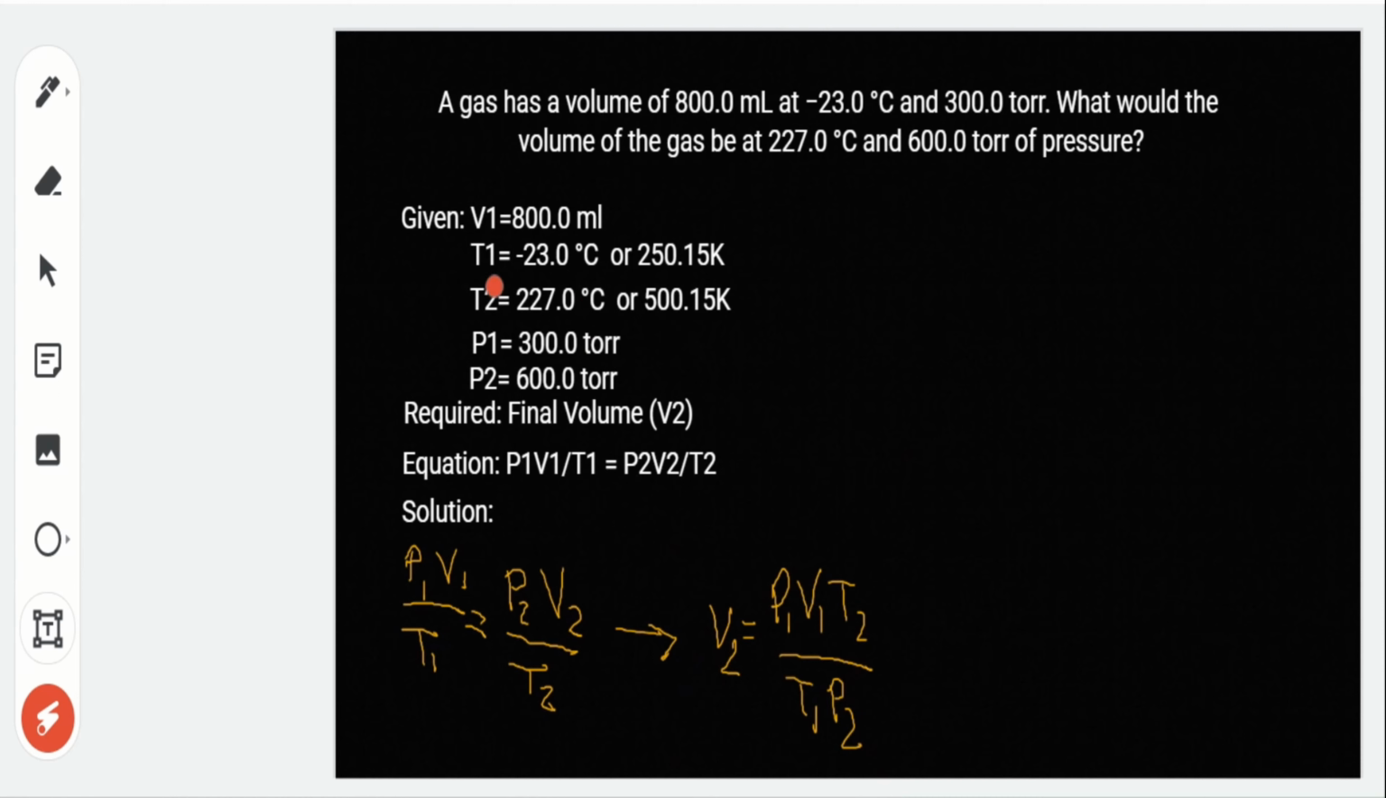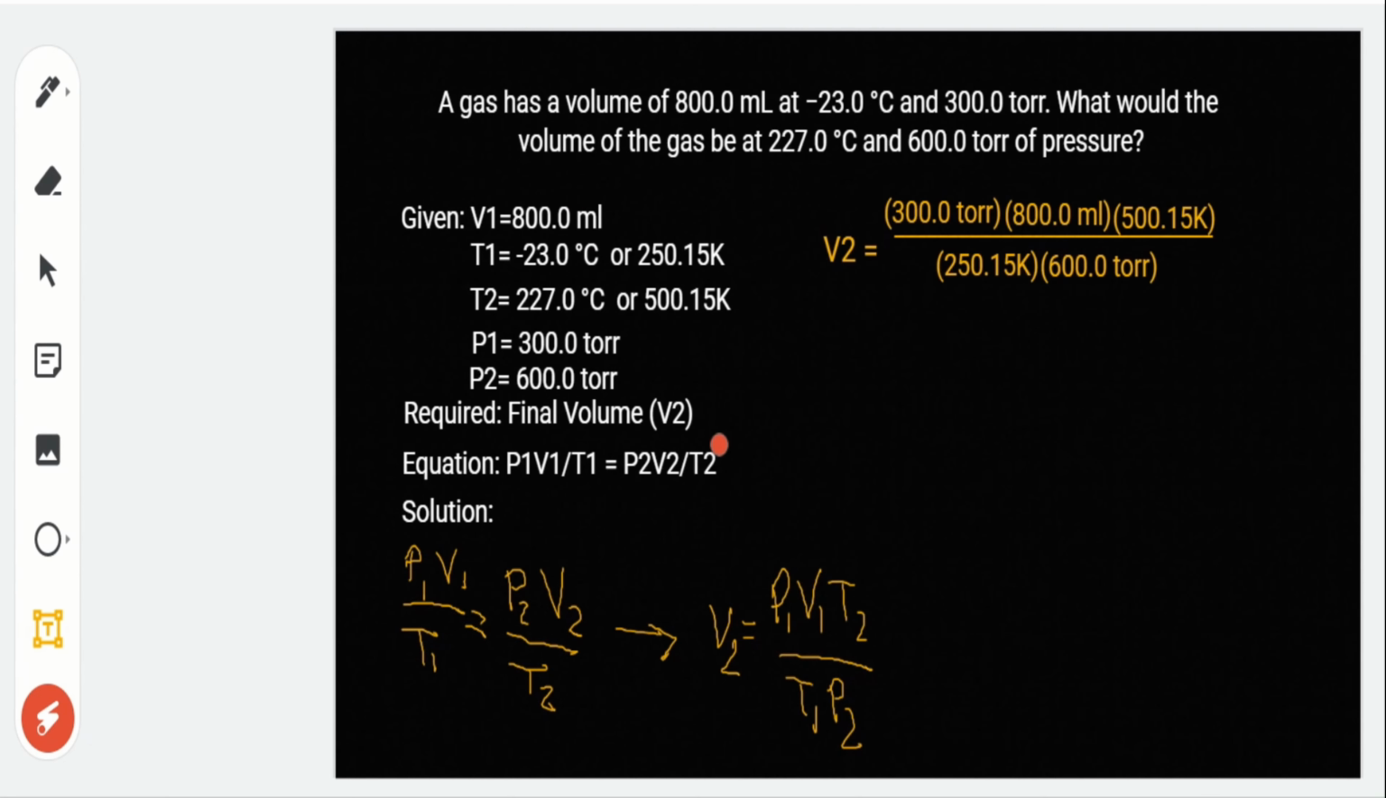Before you substitute the values or the given here, always check the units. So we have no problem with the unit of pressure, both are in torr. Our temperatures are both already in Kelvin. So our final volume's unit will be in milliliters. Okay, so we can now substitute. We have here our values now in our derived equation. So let's multiply first.